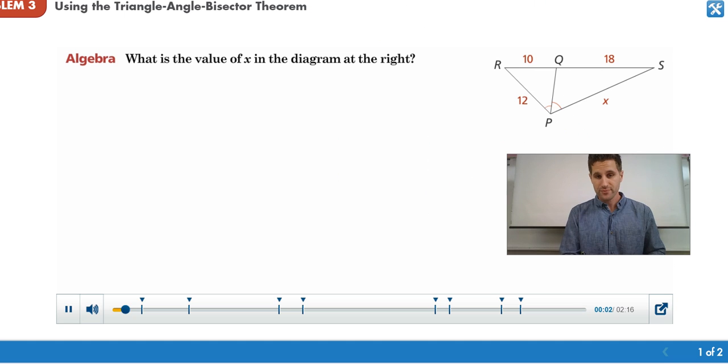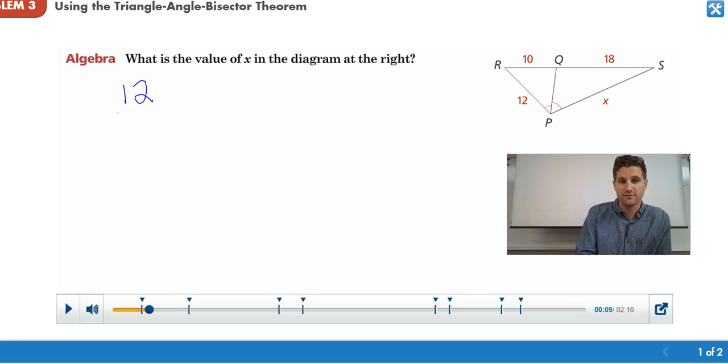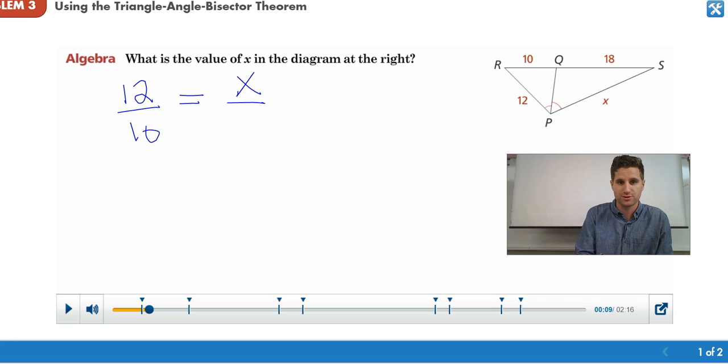All right, so we have our angle bisector. So this is following our third theorem, our triangle angle bisector theorem, which is a mouthful. And again, we can correspond things in a lot of different ways, and we could do 12 to x, 10 to 18. I could do 12 to 10, x to 18. As long as I understand the relationship of what's going on, I'm going to do 12 to 10, so I'm going to take care of the left side first, and then I'm going to do x to 18. Again, as long as you're doing it in the same order, you're going to be fine.